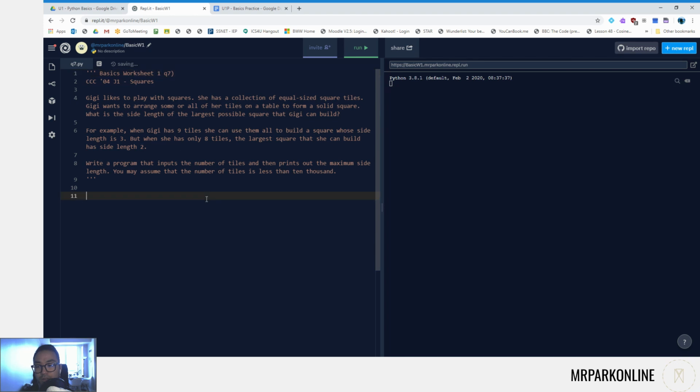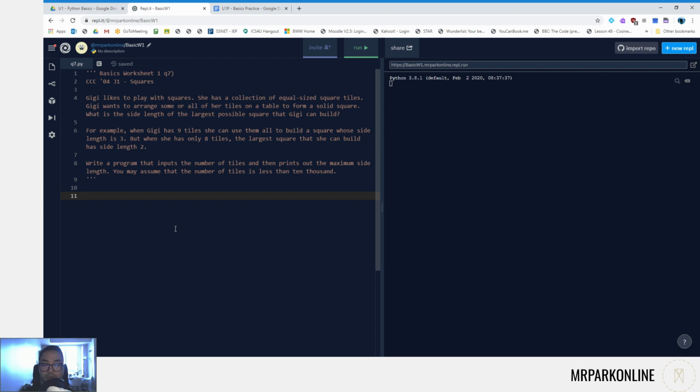We're going to cover the 2004 Junior 1 question from the Canadian Computing Competition called Squares. Basically, what we're trying to do is write a program that takes the number of tiles and prints out the maximum side length that we can have when we have a collection of equal size square tiles. We're going to arrange them to form a solid square, and the maximum side length is what we're going to try to find out.